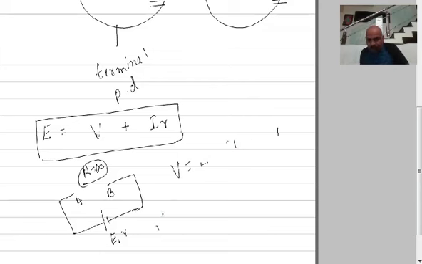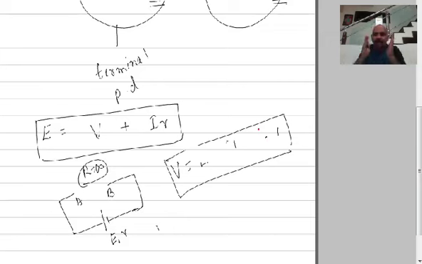So V is equal to E. Remember this, V is equal to E if R is equal to infinity. What do you mean by R infinity? R infinity means it is an open circuit. R is equal to infinity is an open circuit. That means there is no external resistance connected.